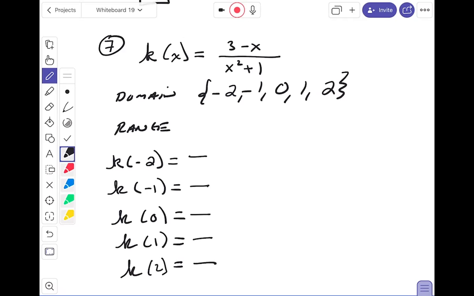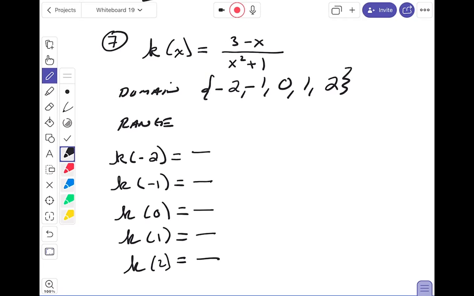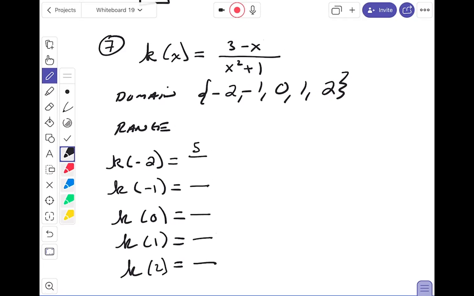The top is 3 minus x. I'm going to do one at a time, starting at the top, right? That's -2. So 3 minus a -2 is 5. Do the next one. 3 minus a -1 is 4. 3 minus 0 is 3. 3 minus 1 is 2. There's a nice pattern to this, isn't there? 3 minus 2 is 1. Those are the top numbers. Let's do the bottom numbers now.